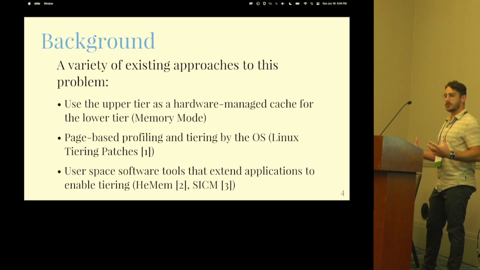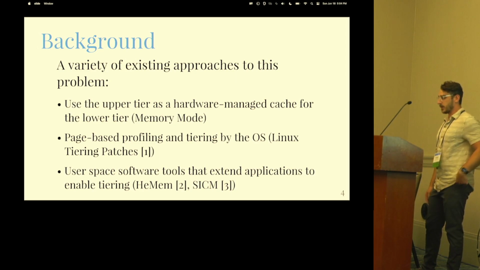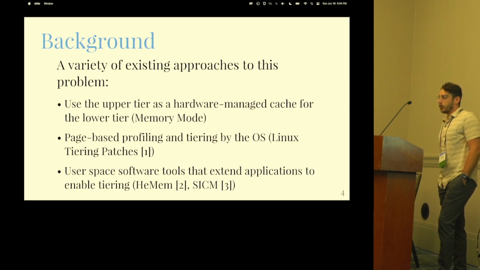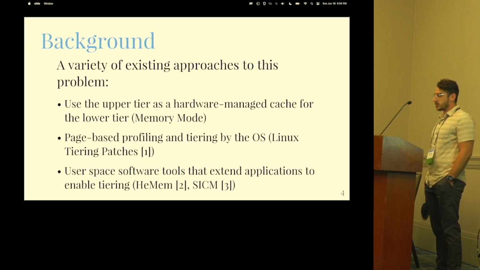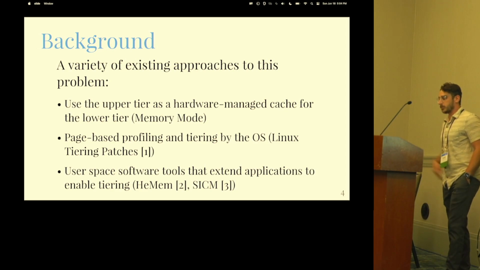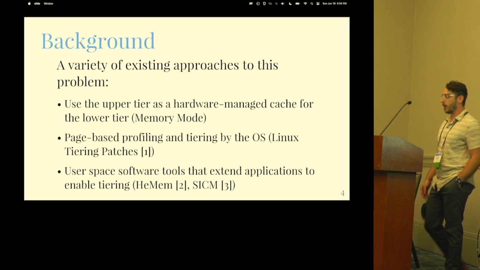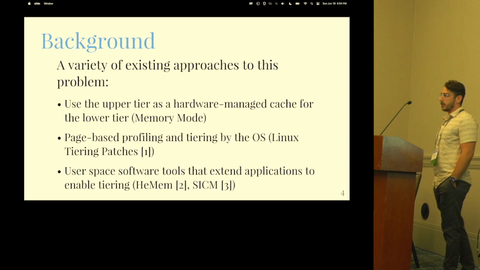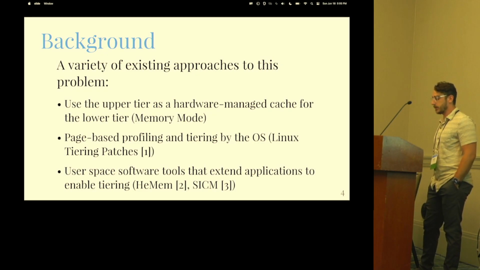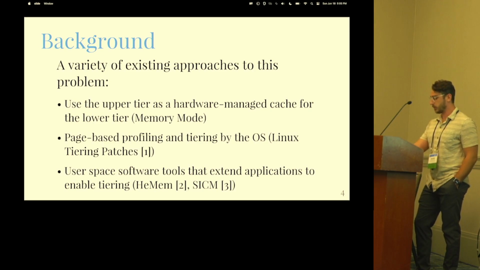Another approach is to use page-based profiling and do some tiering automatically in the operating system. Linux has a couple of patches that do just that. Or you can take the option of using some user space code and extending the actual application to just do this tiering for the application there. So some options for that are HEMEM or SICM. SICM is the simplified interface for complex memory, and that is one of the earlier projects that our lab worked on with Oak Ridge National Laboratory.